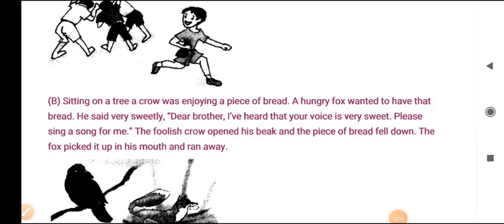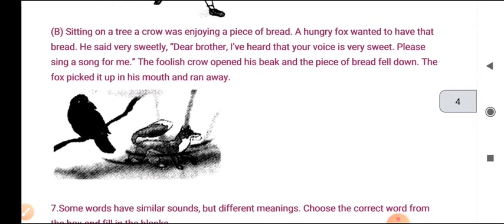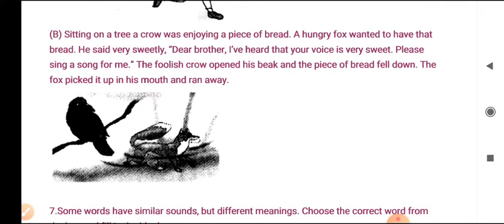Sitting on a tree, a crow was enjoying a piece of bread. A hungry fox wanted to have that bread. He said very sweetly, Dear brother, I have heard that your voice is very sweet. Please sing a song for me. The foolish crow opened his beak and the piece of bread fell down. The fox picked it up in his mouth and ran away.